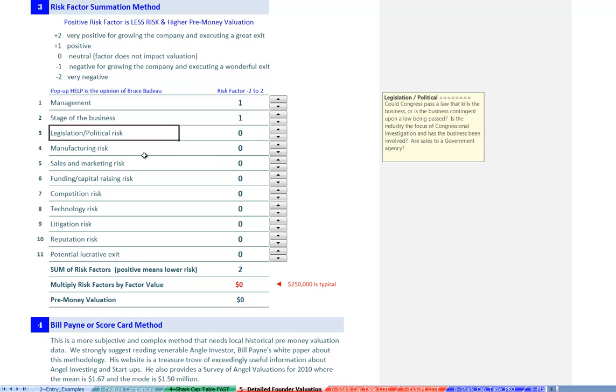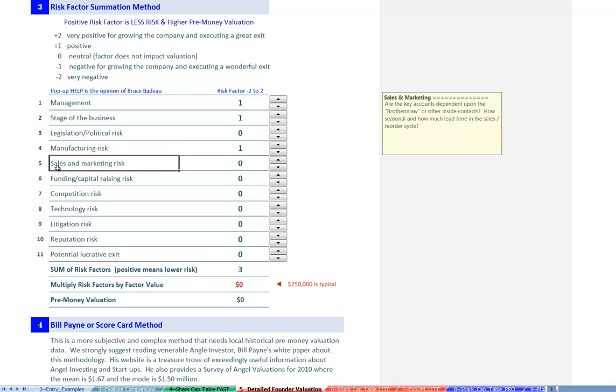early stage revenues. Legislation, political risk, well, probably the business we're in doesn't make any difference. Manufacturing risk, we got those covered. Sales and marketing risk, well, do you have the brother-in-law set up? Let's give it a 2 because you really are out there pounding, doing a good job. Funding, capital raising risk, there's always a risk. Let's give it a 1.